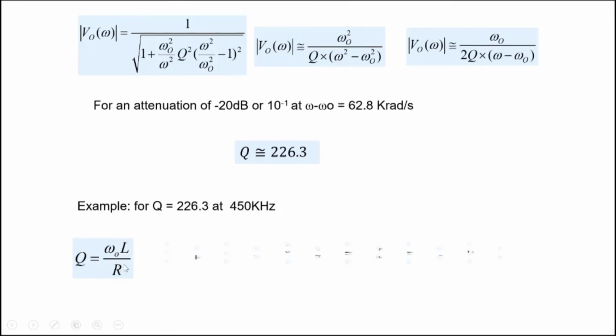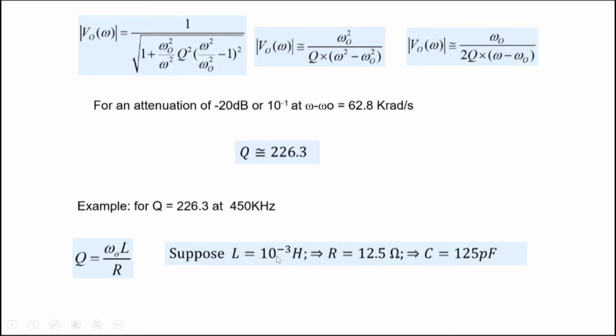Q is omega naught L by R. So suppose we choose L equal to 1 millihenry. Once you choose L, we know the value of Q, and we know the value of omega naught, which is 450 kilohertz. So we'll obtain the value of R, and from omega naught, once you know L, you also know C here. So you obtain a design of an LCR circuit which will be able to pass 450 kilohertz and reject 460 kilohertz. And of course, you require a very high Q of 226.3 here.